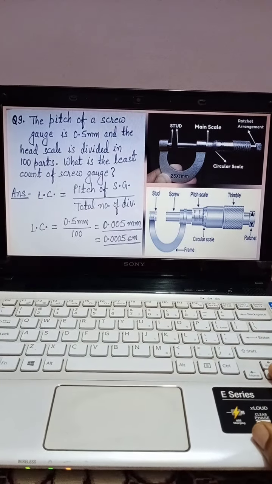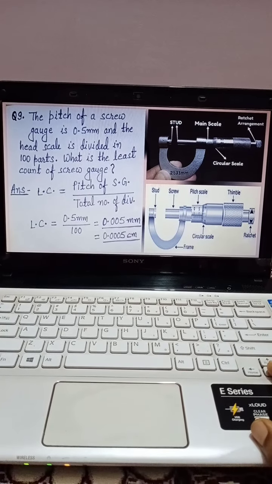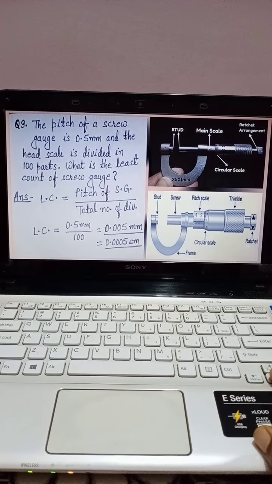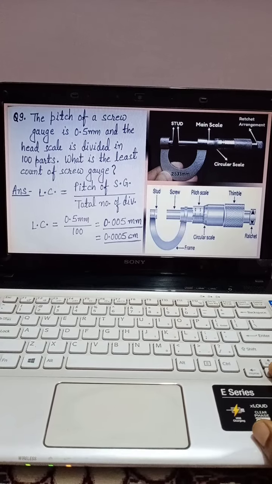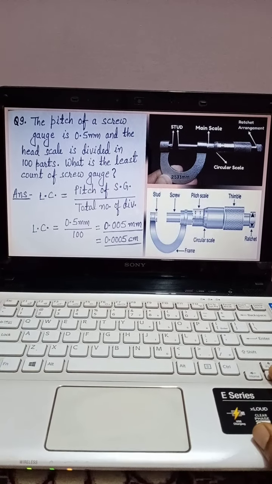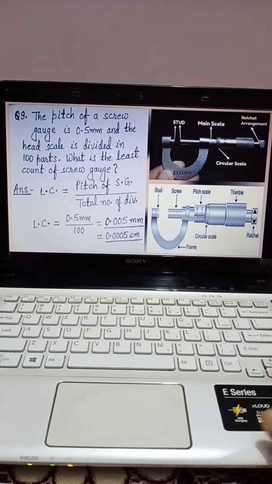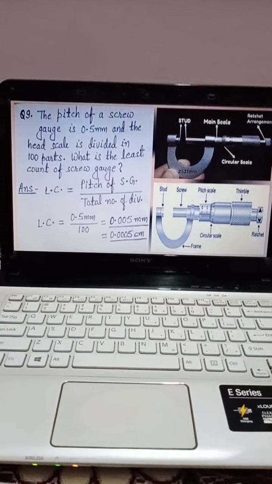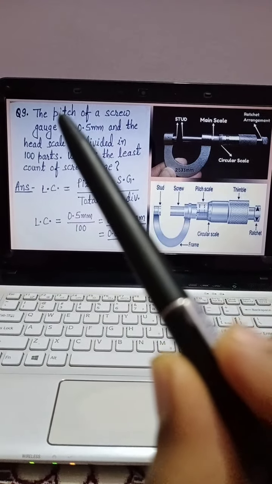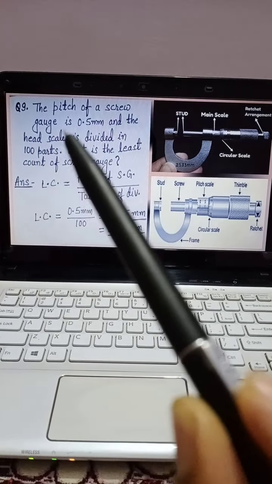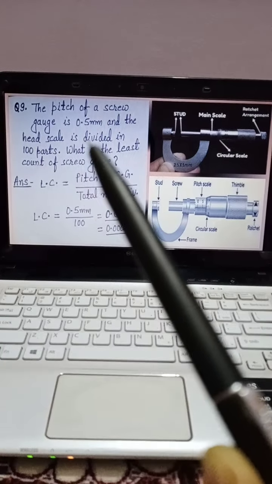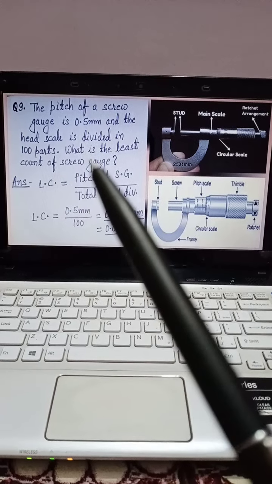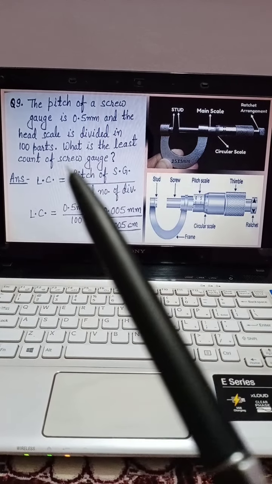So here we have this first numerical. The pitch of screw gauge is 0.5 mm and the head scale is divided in 100 parts. What is the least count of screw gauge? So in this numerical, the pitch of the screw gauge is given as 0.5 mm and the head scale is divided in 100 parts, and we have to find out its least count.